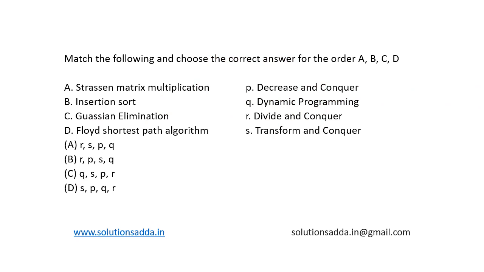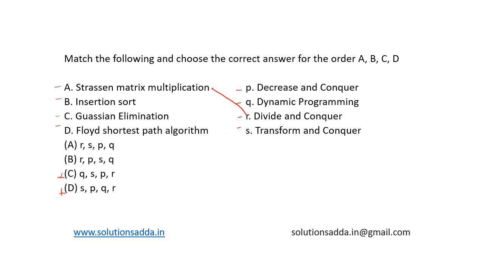This is a question from algorithms. Match the following and choose the correct answer for the order A, B, C, D. We are given four algorithms here and four design techniques. Let's see how we can match the options. Option A, Strassen matrix multiplication. It uses the divide and conquer technique to reduce the complexity of matrix multiplication. So A will be mapping to R. Now from this itself we can see these two options are eliminated. Let's focus on these two options.